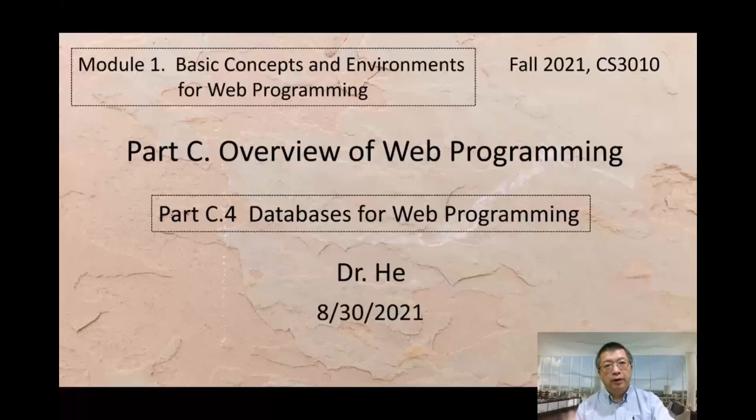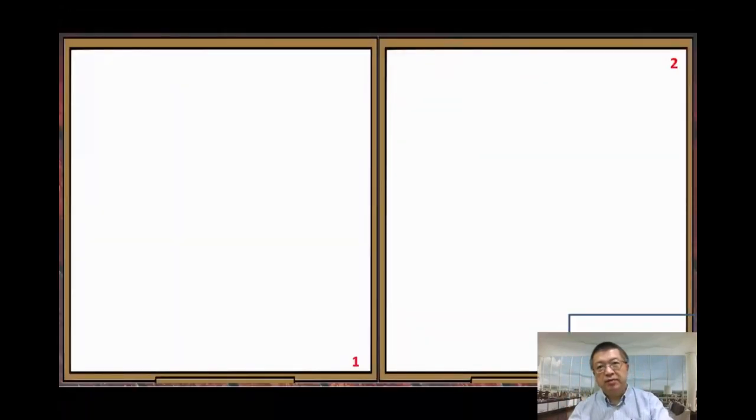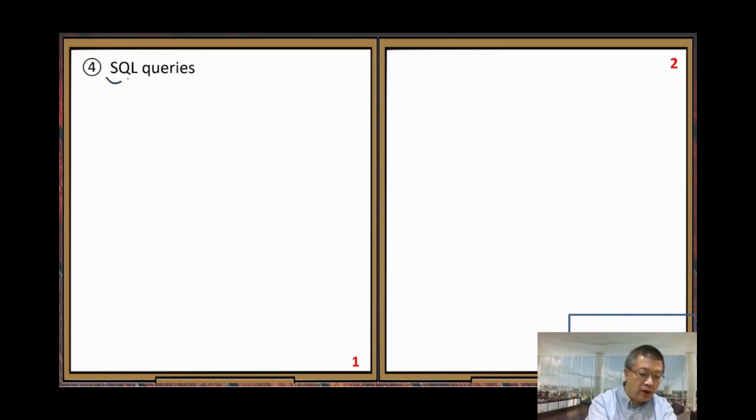Part C.4, Databases for Web Programming. The last video of Part C. In this part, I want to give you some very simple, low-level, basic database-related environment: SQL queries. In order to store the business data in the databases, and use data in the databases to do business, we need to do SQL queries.